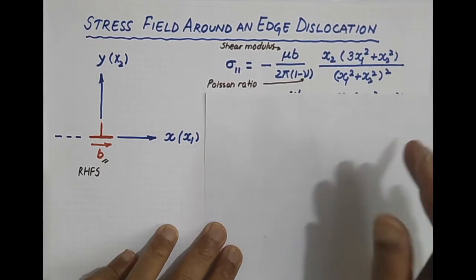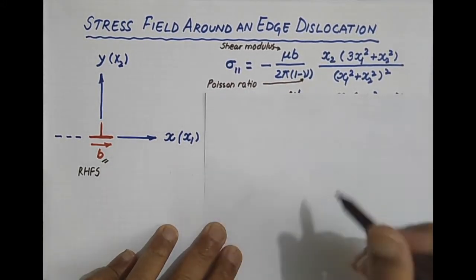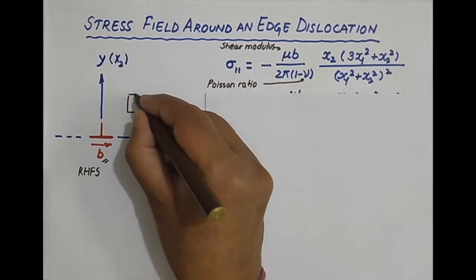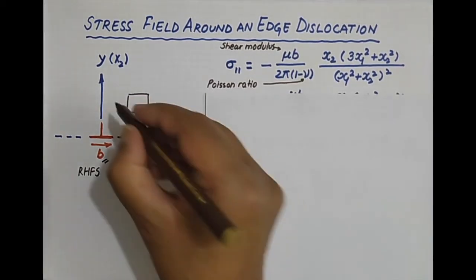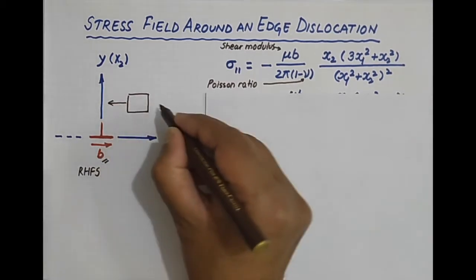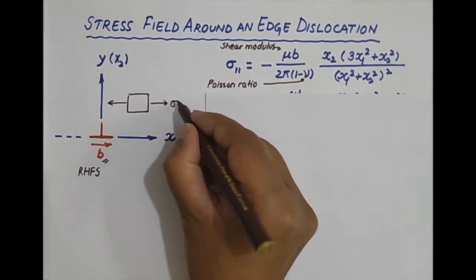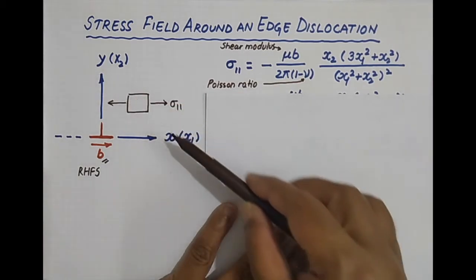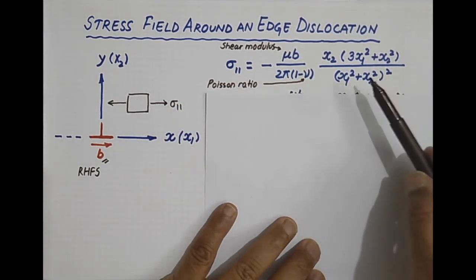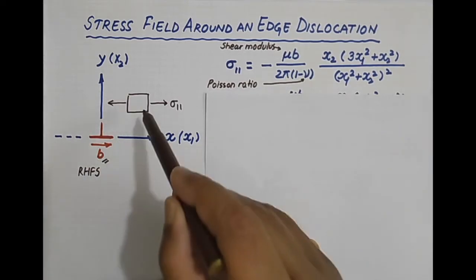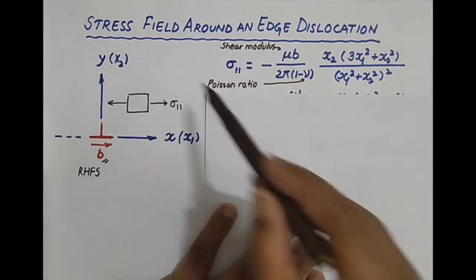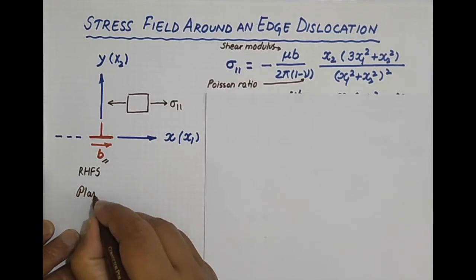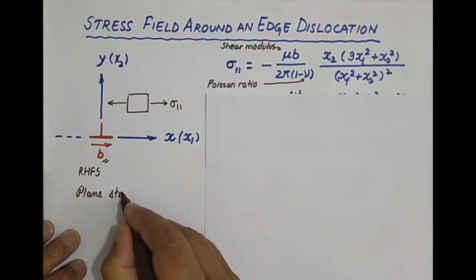But you can also see that sigma 1,1 is the tensile stress in the x direction. That is, if I take a volume element here, it's the tensile stress in the x direction. So this is the stress we are talking about, sigma 1,1. It depends only on the x and y coordinates, and does not depend upon the z coordinate. So it is independent of the z coordinate. So the stress and strain field around an edge dislocation is what we call a plane stress situation.